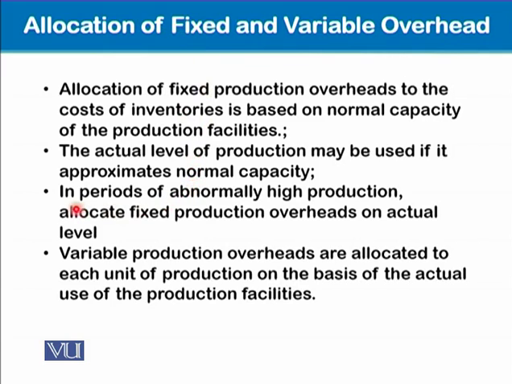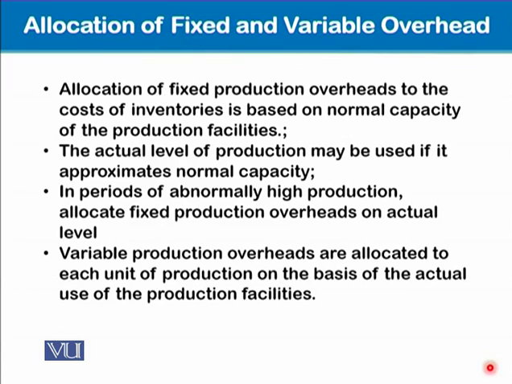Remember, in the periods of abnormally high production, when the production is very high, then allocate fixed production overhead on actual level, because in that case, the per unit fixed overhead cost will be reduced because the base is very high. Whereas variable production overheads are allocated to each unit of production on the basis of actual use of production facilities. So anyways, we have to be very careful while allocating the fixed factory overhead cost to the inventory.